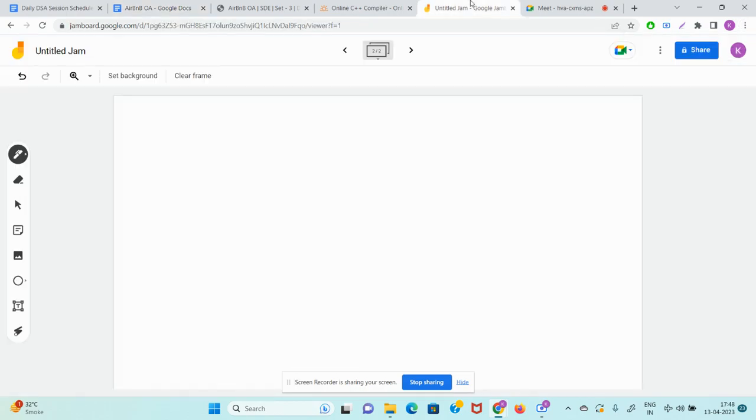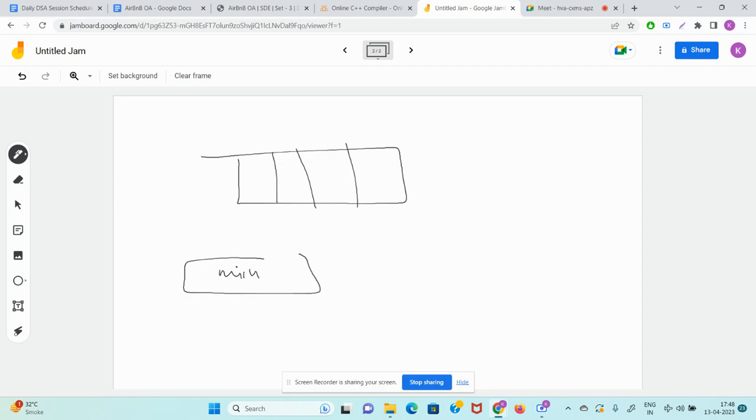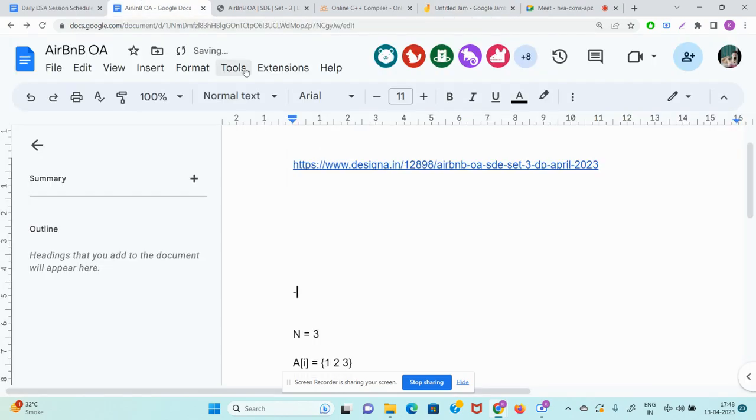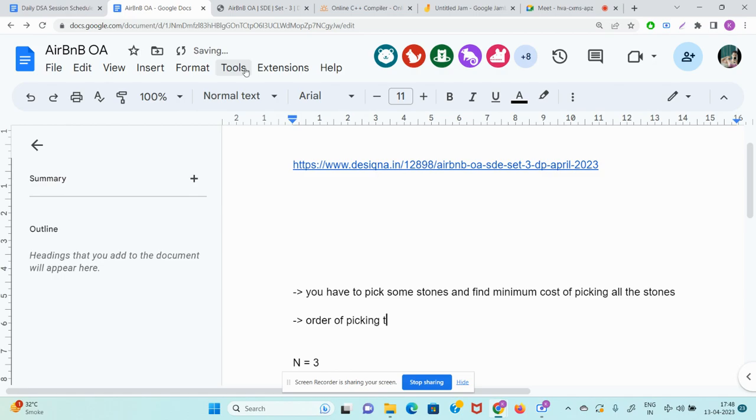So guys, they are saying that you have some array like this. You have to pick some stones and find the minimum cost of picking all the stones. So I am just writing the question again. You have to pick some stones and find the minimum cost of picking all the stones. The order of picking the stones you have to decide. We don't know the order of picking the stones; you have to decide.